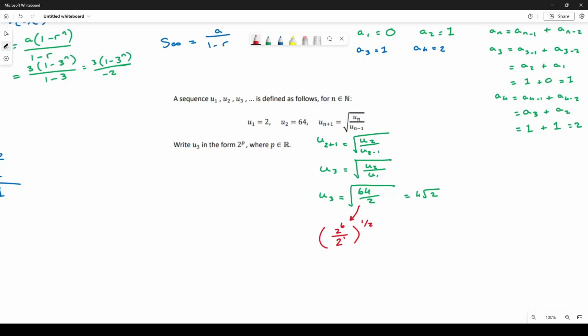So basically all of this just becomes all of this if you translate it all into indices, and then you use your indices rules. If in indices you have two things being divided that are the same base but have powers on it, you can change it to minusing. So you change that to 2 to the power of 6 minus 1, to the power of a half.